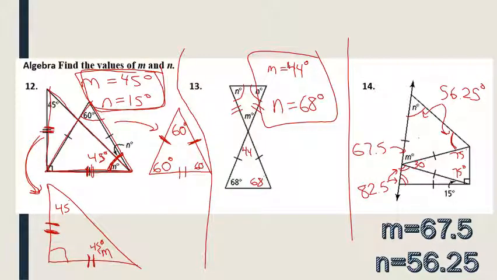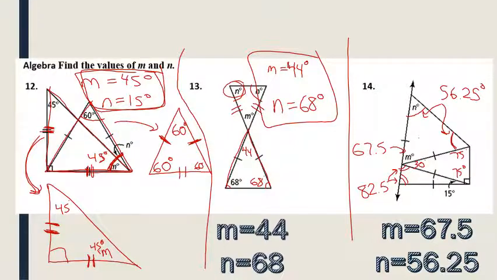Number 13. Again, we know that both these bottom angles are 68 because it's an isosceles triangle, which makes this bottom part of this vertical angle here 44 degrees, which means M is 44. And then it forces N to be 68 as well, because we knew both of these angles were the same because they told us they're both N.